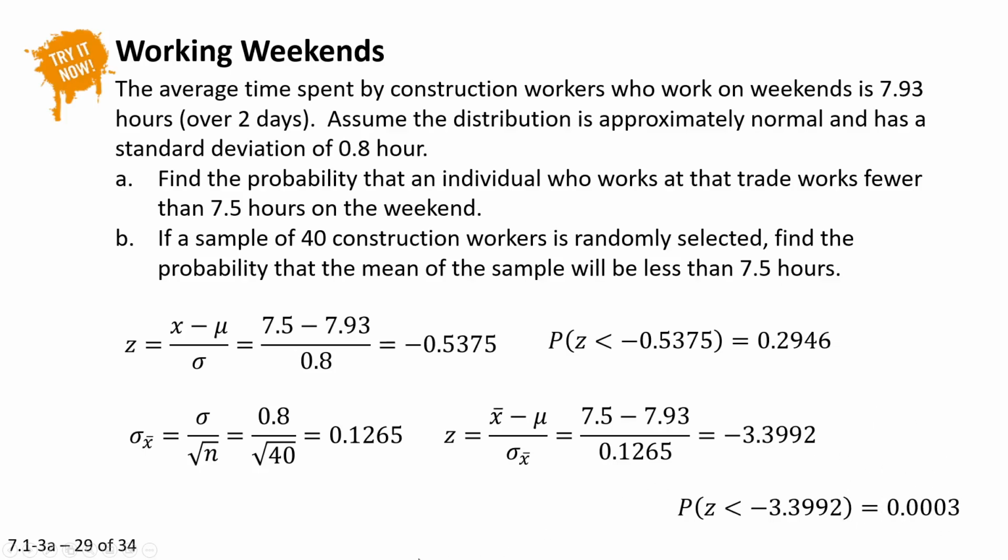So it's far less likely that you would get a sample of 40 of them with an average that low than it would be for you to take a look at a single individual here and to ask whether or not the amount that they work is less than 7.5 hours.